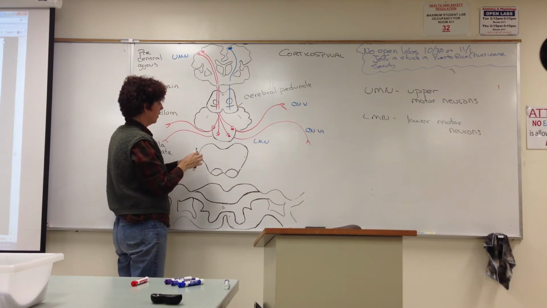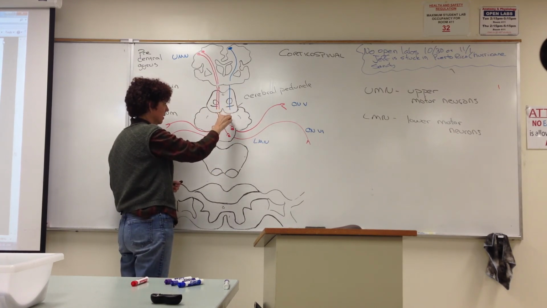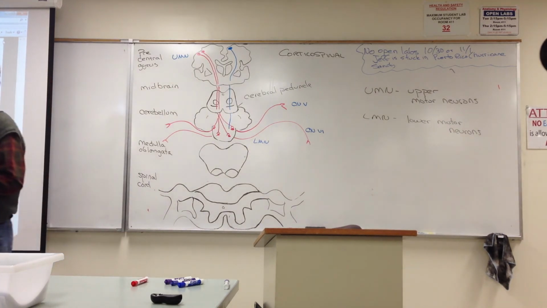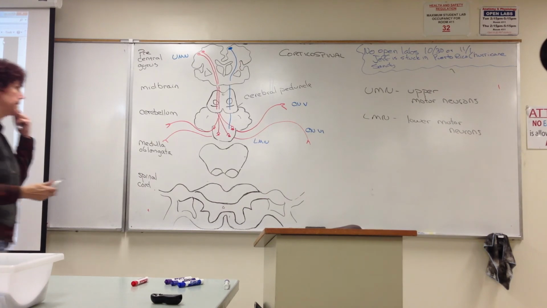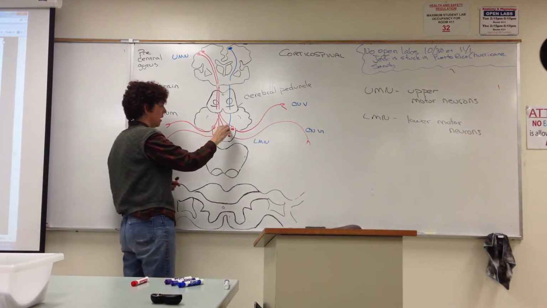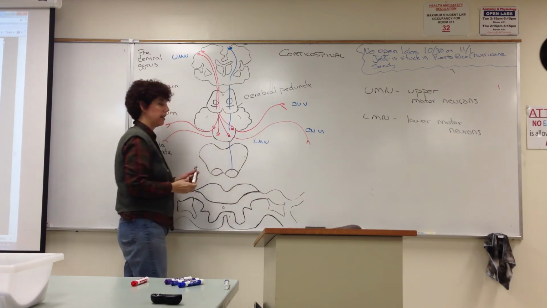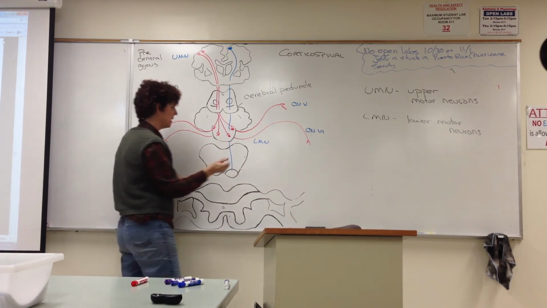And through the pons. And remember, some of these are going to go through the middle cerebellar peduncle. They'll synapse with pontine nuclei and go through the middle cerebellar peduncle, but we're not looking at those now. So this will continue down through the medulla to the medullary pyramids.